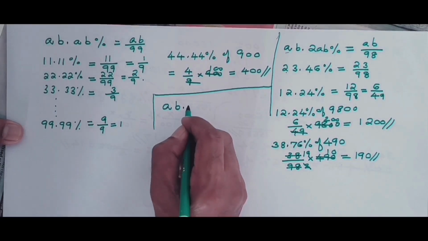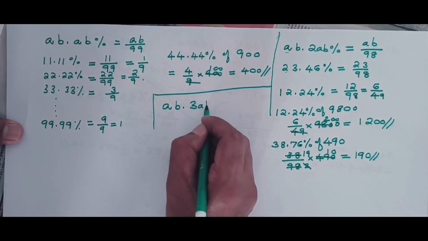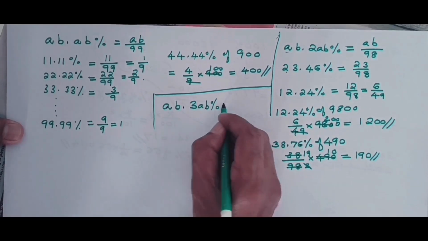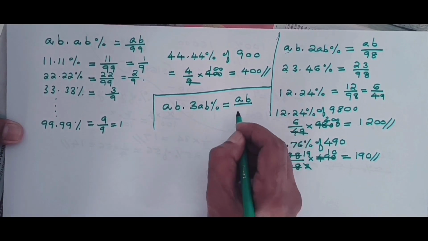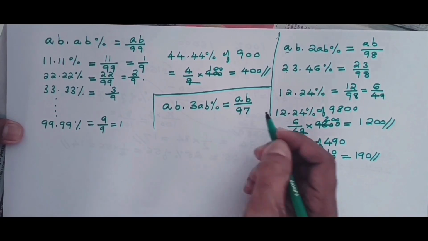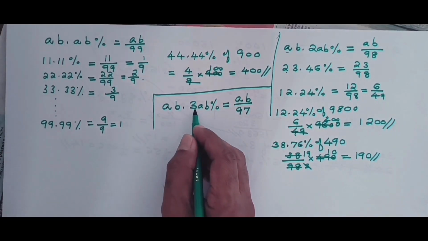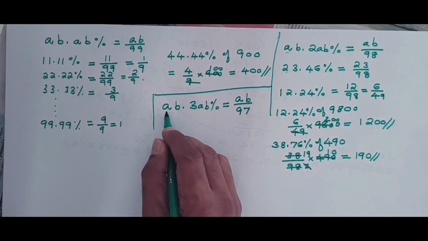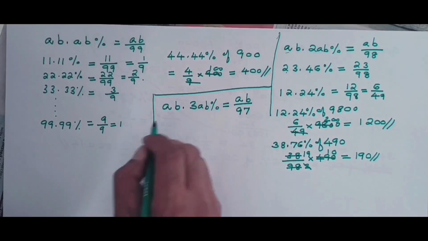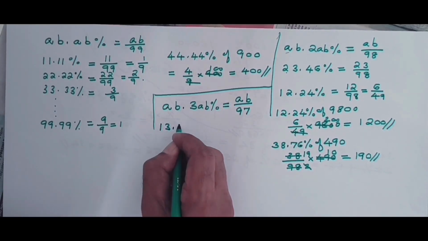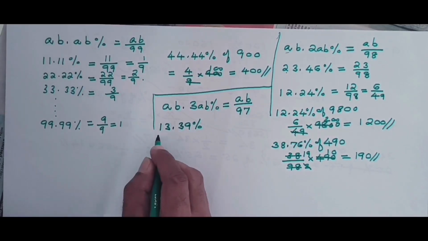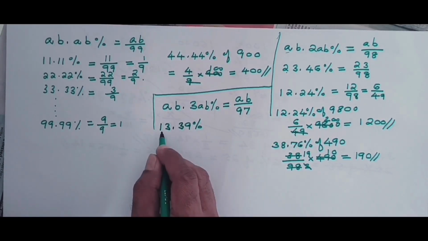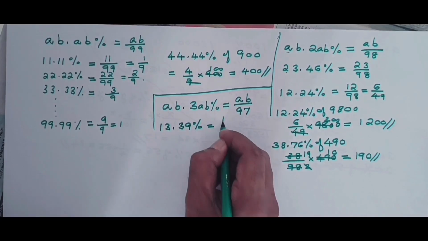Now there is another idea. AB.3AB percentage. This is equal to AB divided by 97. See, the decimal part is thrice the integral part. In that case, this will be 97. For example, you want to find out 13.39%. What do you do? See, 39 is thrice of this. This is nothing but 13 by 97.